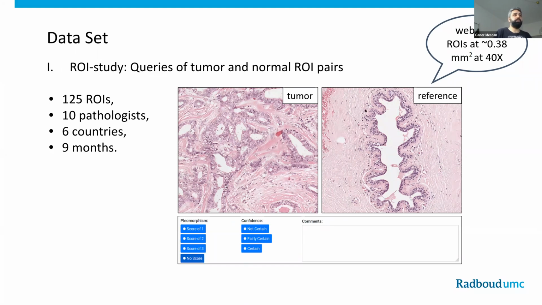On the left is a region with tumor, and next to it is a reference region with normal cells for the pathologists to use as a baseline or a reference standard. So based on this, they score the pleomorphism in the tumor. Following the guidelines, of course, we asked pathologists to score the pleomorphism into one of the 3 categories, 1 or 2 or 3. So overall, the study spanned 125 regions, scored by 10 pathologists from 6 countries, and it took almost 9 months from start to finish.